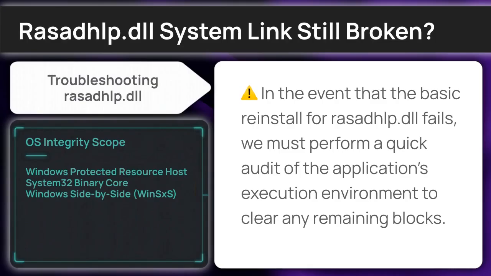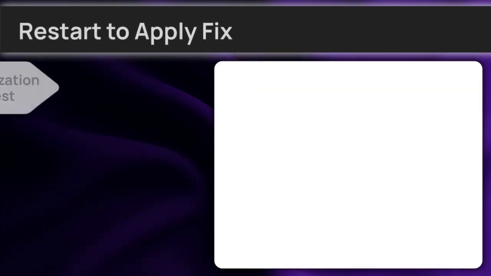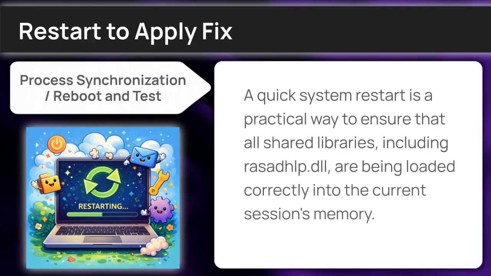of the system state. A full system restart ensures that no background processes are currently locking the Rasadhlp file. A fresh boot allows Windows to reinitialize its library map from a clean state.